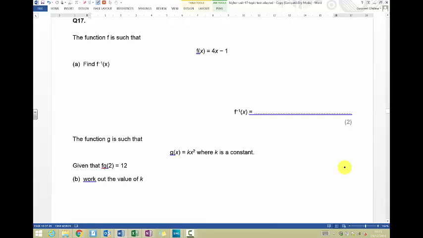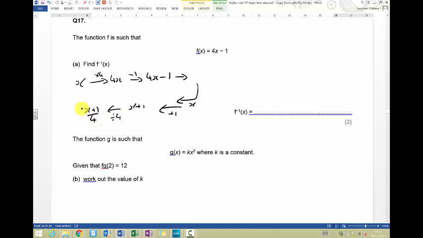Okay, inverse functions. So think f's a number machine, and what it's telling you to do is start with x, times by 4, take away 1, and that's your output. But what we want to do is get back to the original. So let's start with x this time, undo the steps, so add 1, divide by 4, and then we'll get back to the original. So that must be the inverse function, x plus 1 all over 4.